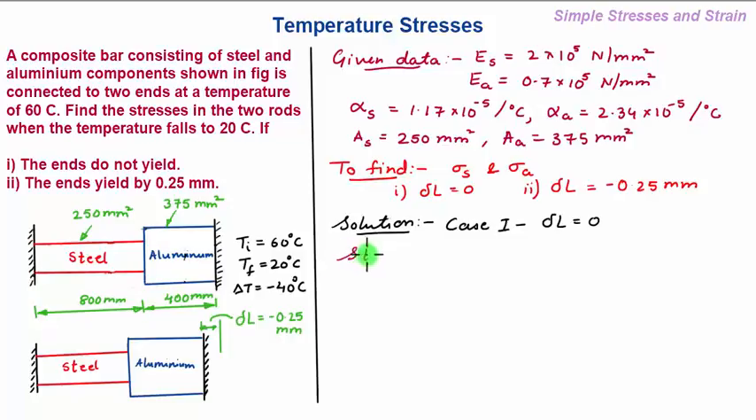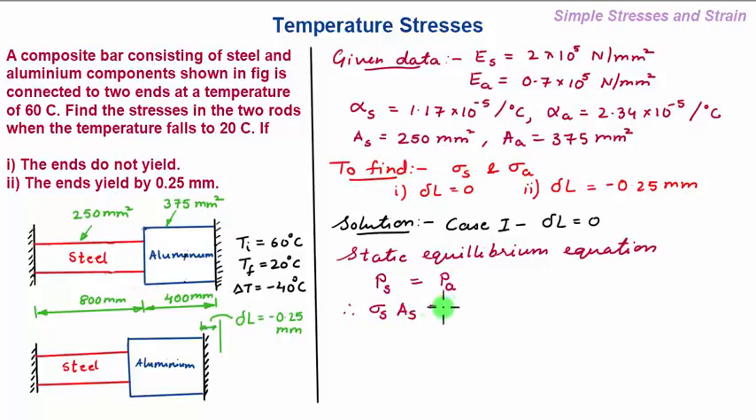So now we write the static equilibrium equation first, which is our force balance equation. We have the load developed in steel PS is equal to the load developed in aluminum. So we have sigma S into AS is equal to sigma A into AA. Now upon substituting the values of AS and AA, we get sigma S multiplied by 250 is equal to sigma A multiplied by 375. So we get sigma S equal to 1.5 sigma A. Let this be equation 1.